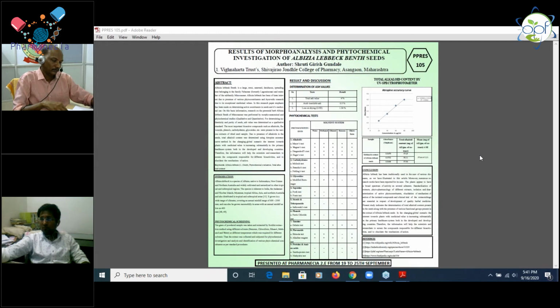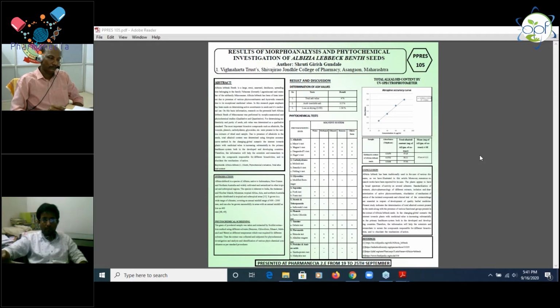Moving forward, we determined ash value by the procedure given in the IP, that is Indian Pharmacopoeia. The total ash value obtained was 4%, acid insoluble ash was 0.5%, and loss on drying was about 1.34. When we determined that alkaloid was present abundantly in every solvent system, we decided to measure total alkaloid content by using a UV spectrophotometer.